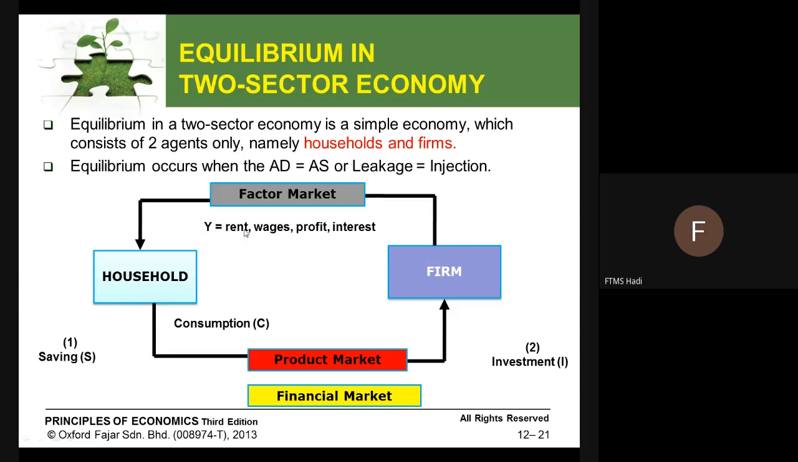They pay rent because they are renting a building. They pay wages to the workers, and then they distribute profit to the shareholders, and interest as well. Because there is consumption, the leftover from the income that they get we call savings. And the firm also, some of the income that they get will go back to the household, and some of it will be used for investment. And then this is the financial market, yes, correct.